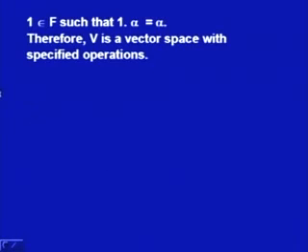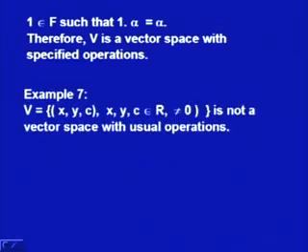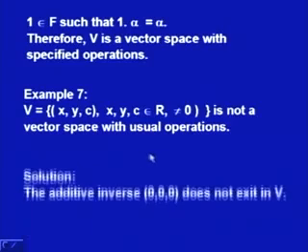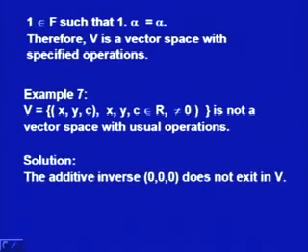Then we can talk about the scalar 1 such that 1 into alpha is equal to alpha, and all these properties prove that V is a vector space with the specified operations. But if we slightly modify this set V as (x, y, c), where c belongs to R but c is not 0, then it is not a vector space with usual operations. So with a slight change it will not be a vector space, like the additive inverse (0, 0, 0) does not exist in V.